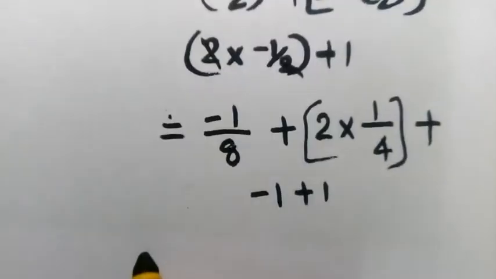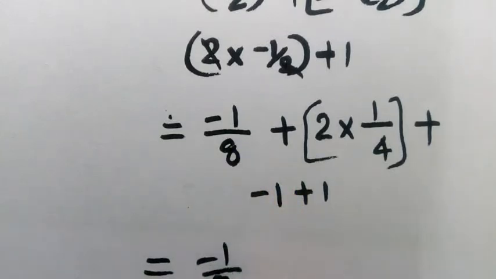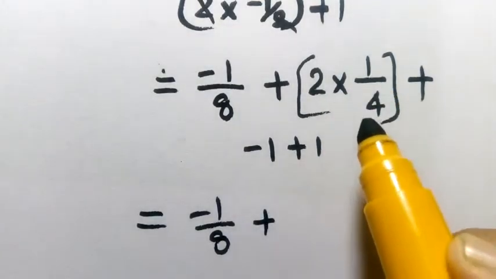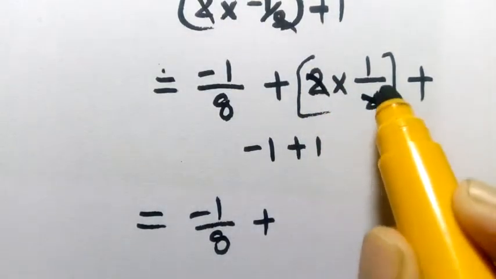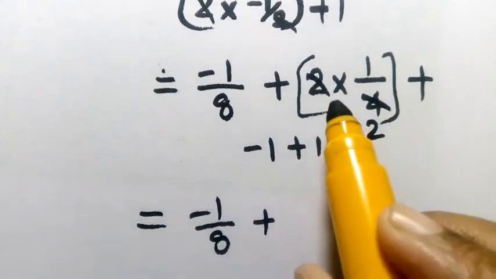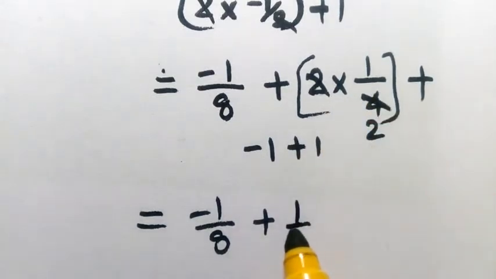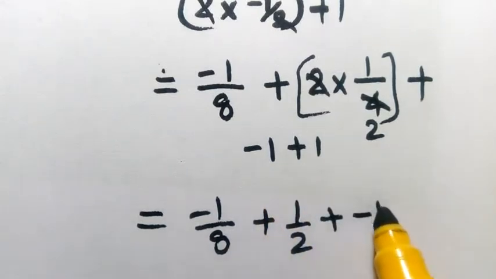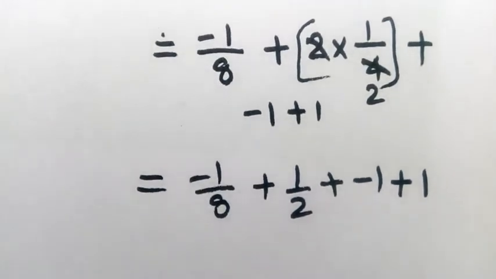Next step. Minus 1 by 8 plus 2 into 1 by 4. 2 and 4 will cancel. Here we will get 2. So 2 into 1 by 4 is 1 by 2, plus minus 1 plus 1. Okay. So what is minus 1 plus 1? Yes, minus 1 plus 1 is 0. So balance we have minus 1 by 8 plus 1 by 2 only.